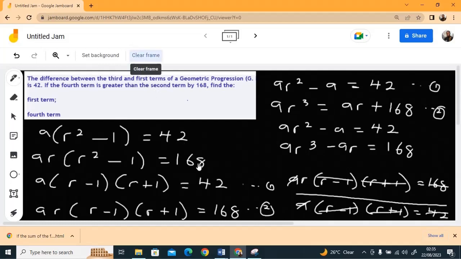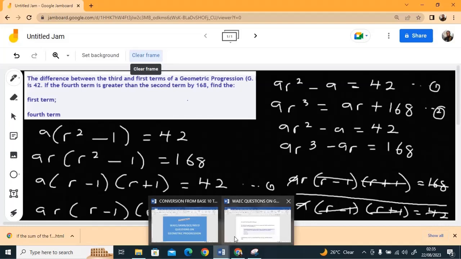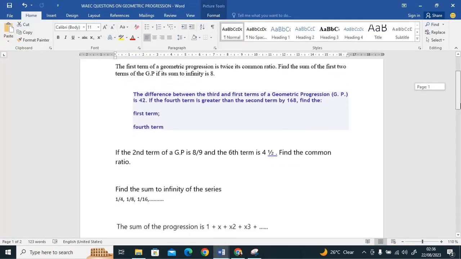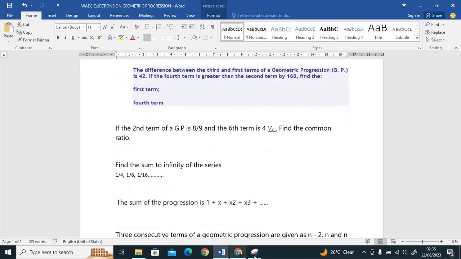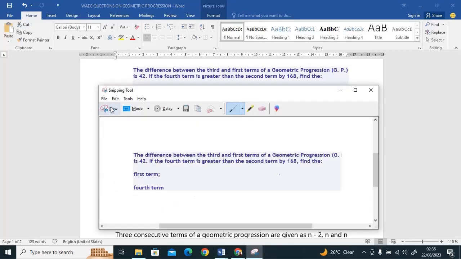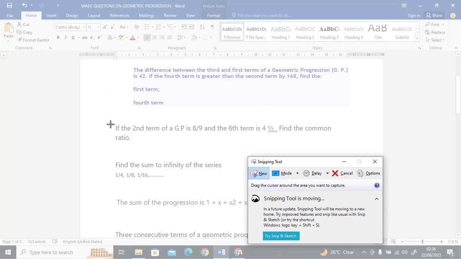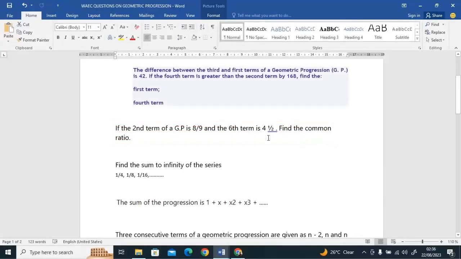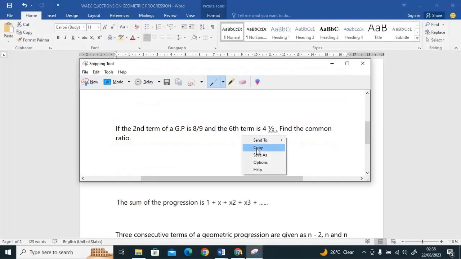Let me clear this. Now the next question is here. I think we have done this. Let me move to the next question here. Let me snap this out so that we can look at it together. The next question goes like this. Most of them here are JAMB and WAEC questions, but it's the same logic you are going to apply to solve any geometric progression question. There's nothing hard there. So let's look at this together.